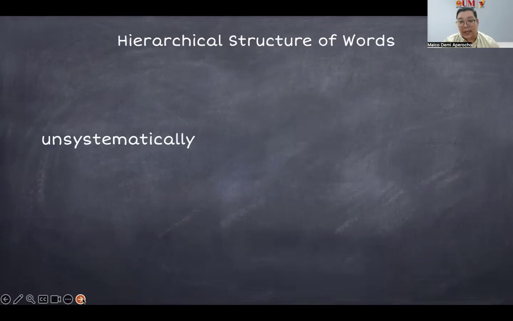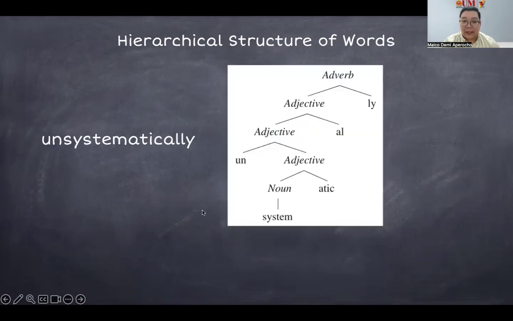Now, let's consider another example, unsystematically. If you can see here, the word unsystematically is actually on the top because it's an adverb. So it's the full word that we are going to structure out. Then we remove the suffix "ly" first so that we can come up with the same base, or a word that can stand alone, which is unsystematical. From the word unsystematical, we can now remove another suffix to still make another word, for example, unsystematic. So we parsed out the suffix "al" over here.